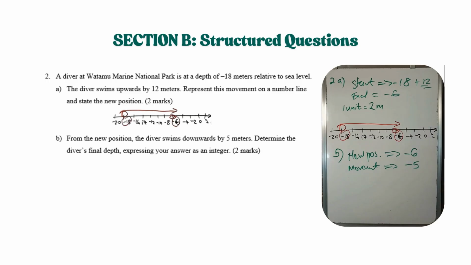So to this new position, we add the new movement, which is negative 5: negative 6 plus negative 5. A negative and a negative give us a negative. And then the final answer will be negative 11 meters.